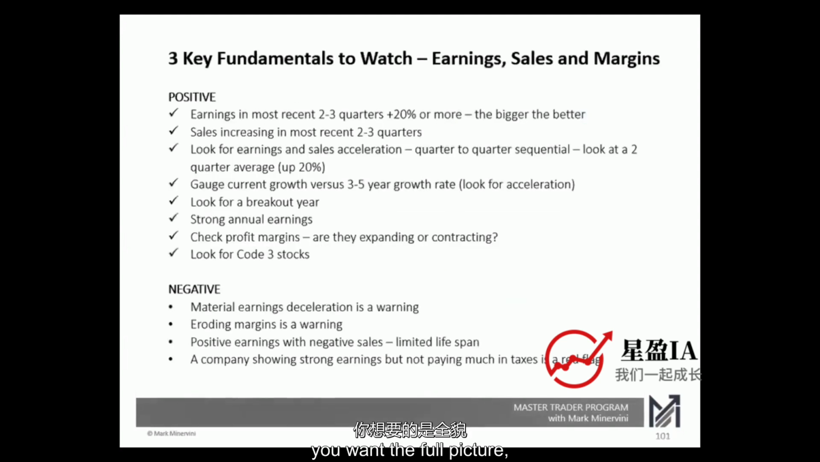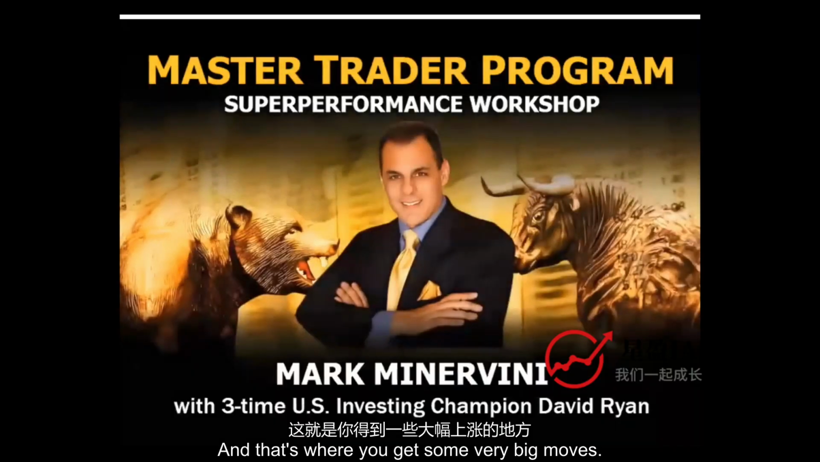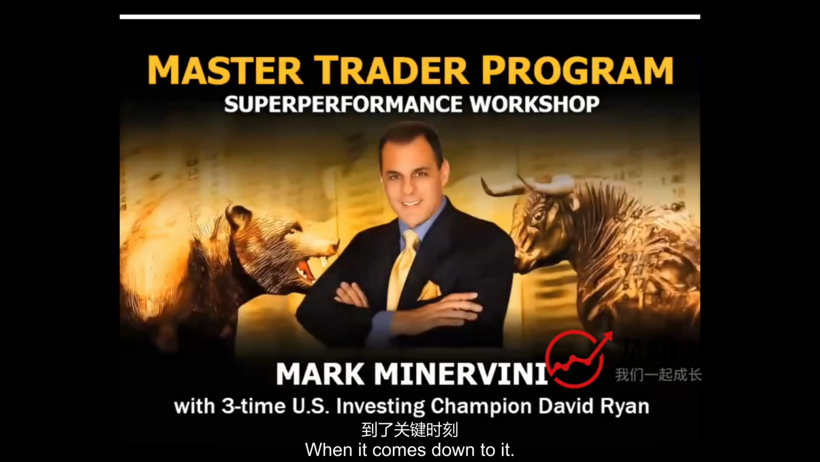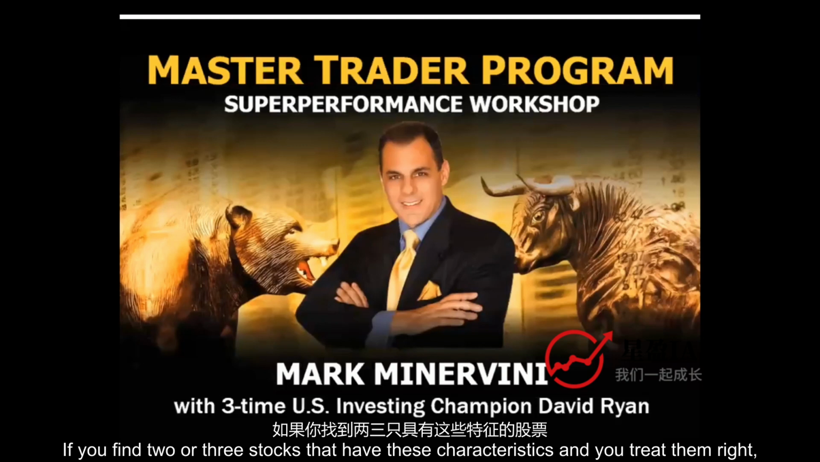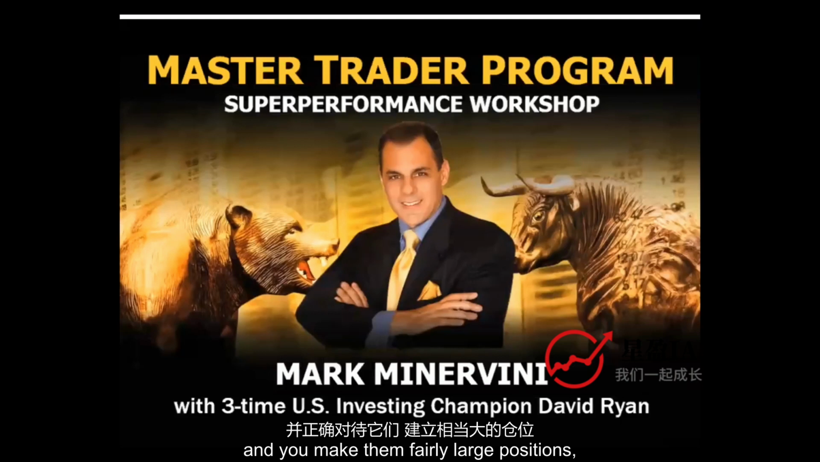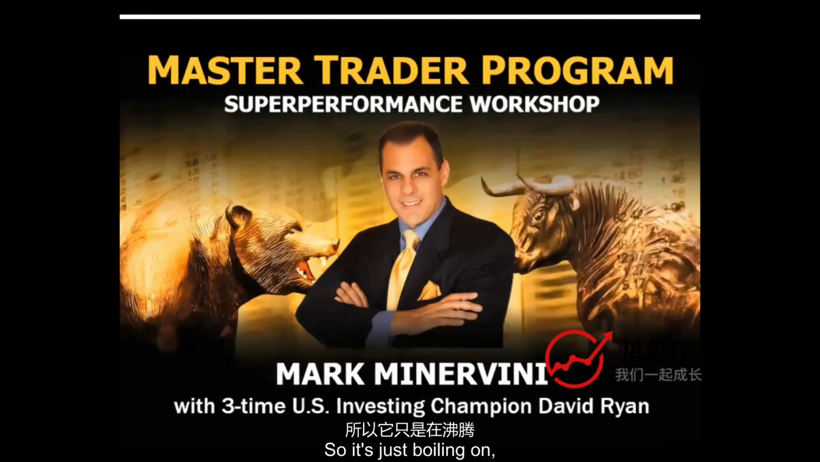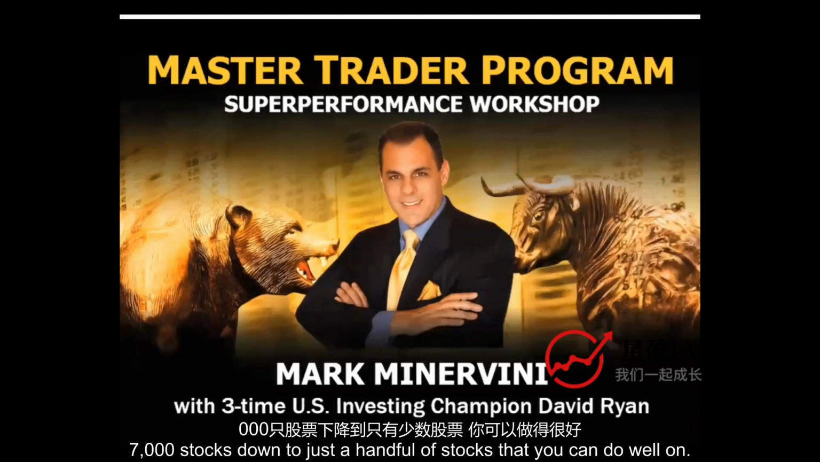Well, if you want the full picture, you want a stock that technically is acting well, that from a fundamental standpoint is acting well. When you combine those two, it's extremely powerful, and that's where you get some very, very big moves. And when it comes down to it, within a year, you don't have to find 50 of these. If you find 2 or 3 stocks that have these characteristics, and you treat them right, and you make them fairly large positions, you can do extremely well in the market. So it's really just boiling 7,000 stocks down to just a handful of stocks that you can do well off of.